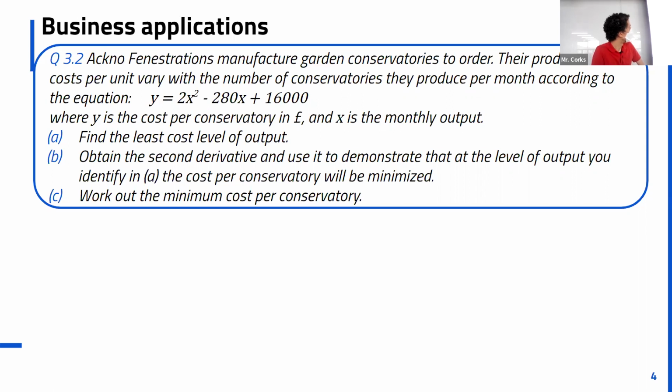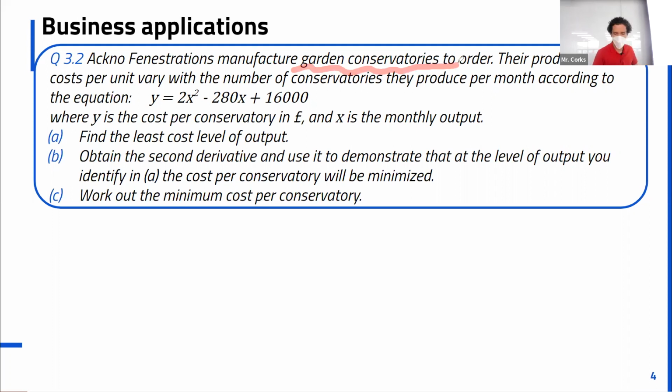All right, so let's talk about this. So a company is making these things, garden conservatories. It's kind of like a greenhouse or something people would build in their backyard, like rich European houses or whatever, not a common thing. Anyways, we have this equation, and what does it represent this year? Costs, okay.